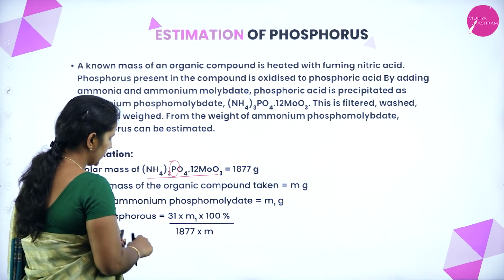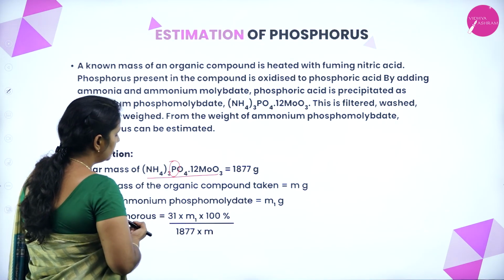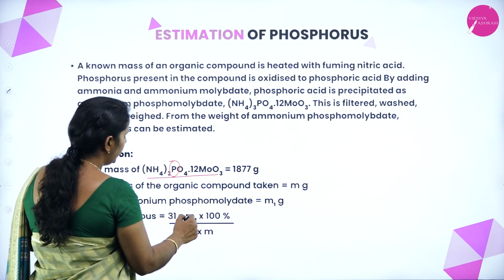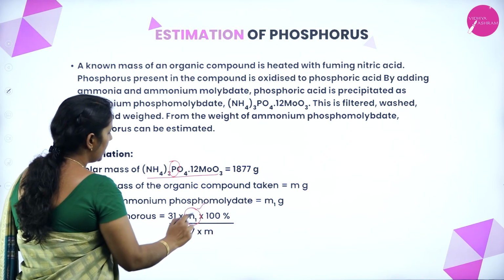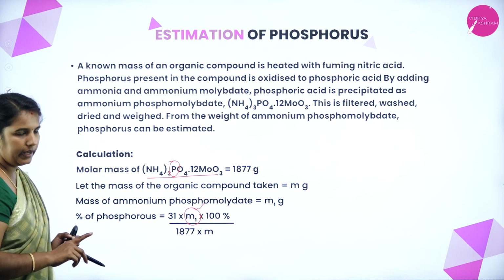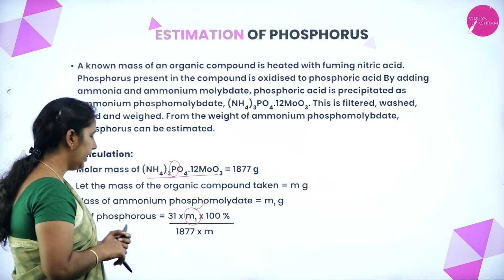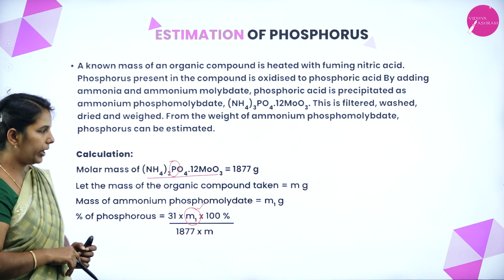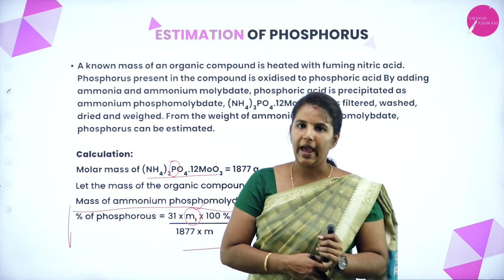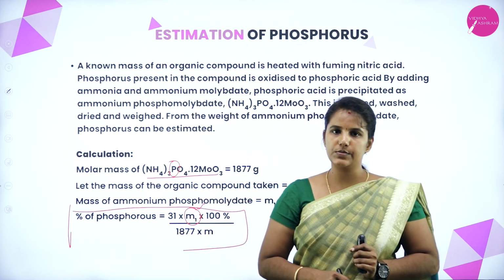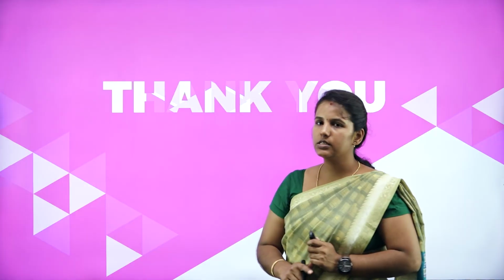31 grams of phosphorus. So the percentage is 31 divided by 1877, into m1, into 100, divided by m. What is m1 here? It is the mass of the ammonium phosphomolybdate, and m is the mass of the organic compound. Just by using this percentage formula, we calculate how much percentage of phosphorus is there.